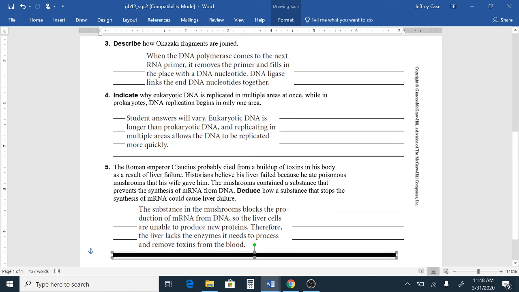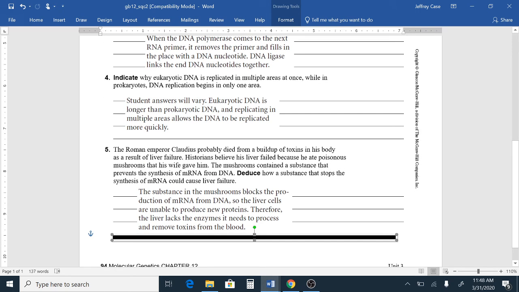Number 5, the Roman Emperor Claudius probably died from a buildup of toxins in his body as a result of liver failure. Historians believe his liver failed because he ate poisonous mushrooms that his wife gave him. The mushrooms contained a substance that prevents the synthesis of mRNA from DNA. Deduce how a substance that stops the synthesis of mRNA could cause liver failure.